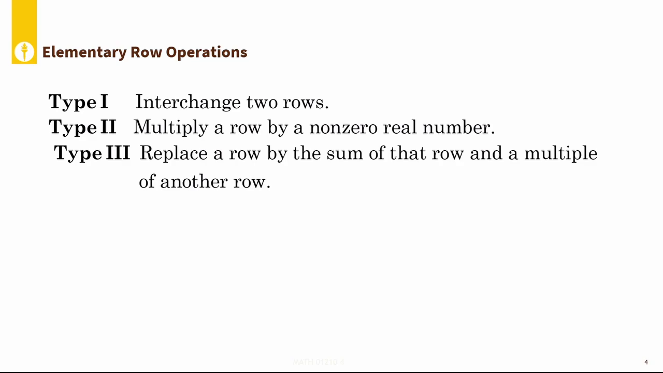Those are your 3 elementary row operations, which should look familiar, by the way. Those are the same 3 operations that are used on systems of linear equations to get an equivalent system. I wonder if that's a coincidence.